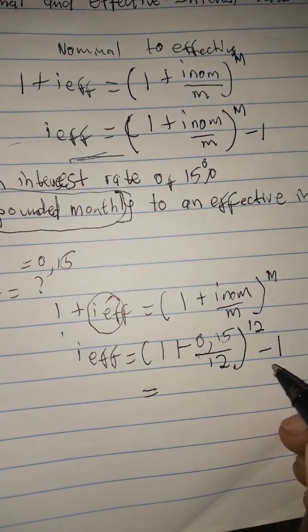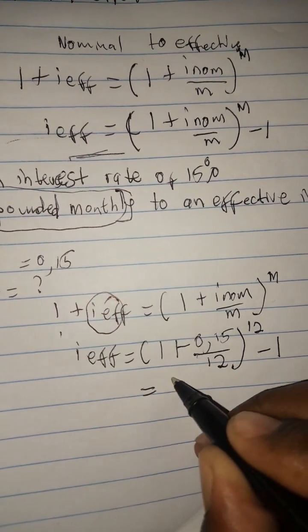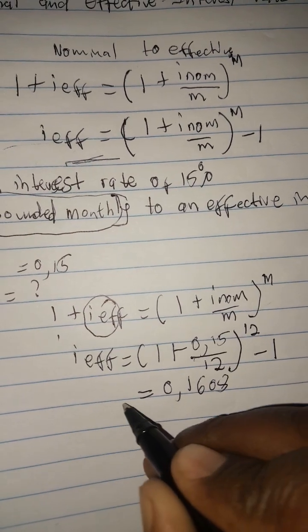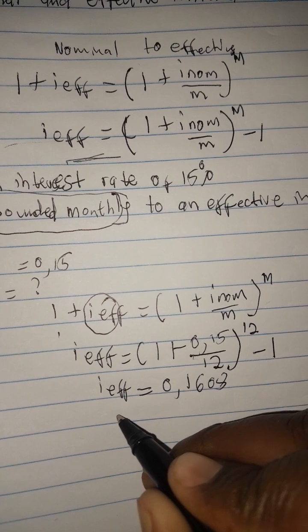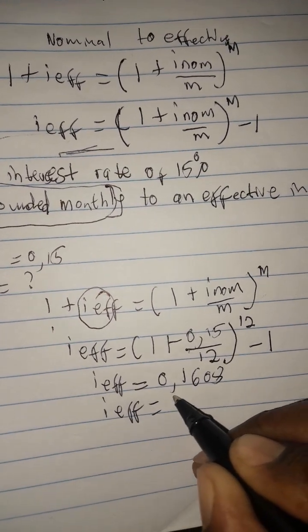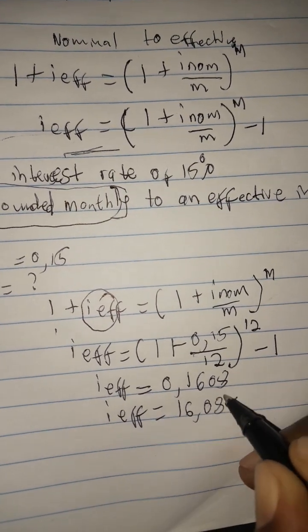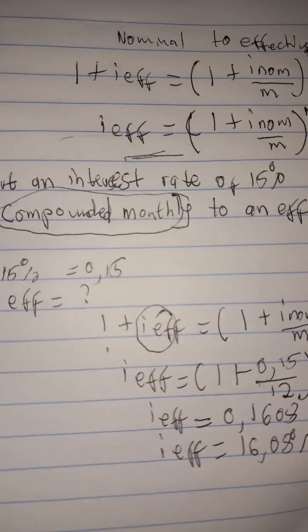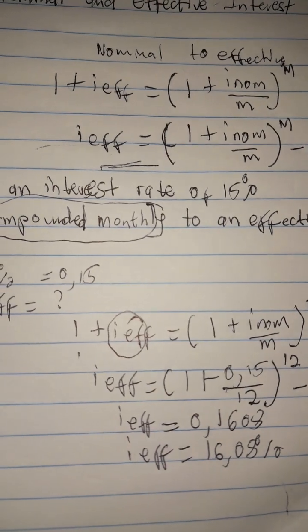When you punch your calculator, what are you getting? We are getting 0.1608. Then you multiply this by 100. Remember, it's a decimal, so multiply by 100. When you multiply by 100, we're going to have 16.08%. That's how you can convert a nominal to an effective interest rate.